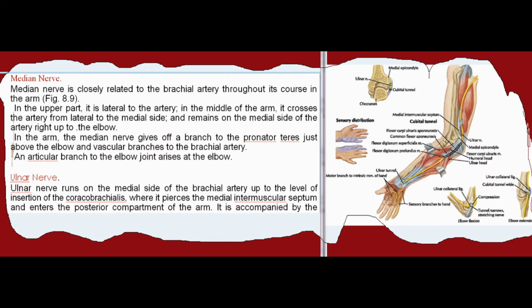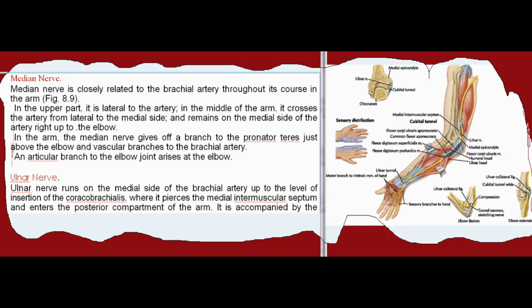Large nerves. Median nerve. Median nerve is closely related to the brachial artery throughout its course in the arm, Fig 8.9. In the upper part, it is lateral to the artery. In the middle of the arm, it crosses the artery from lateral to the medial side, and remains on the medial side of the artery right up to the elbow.